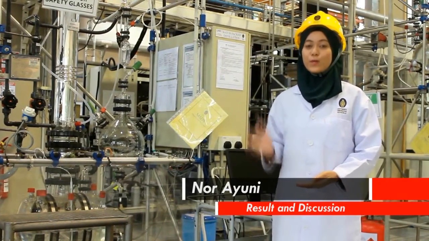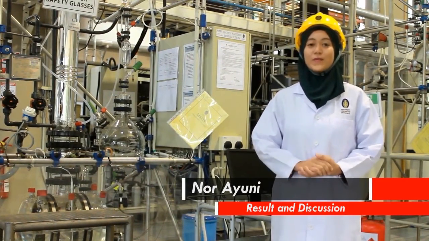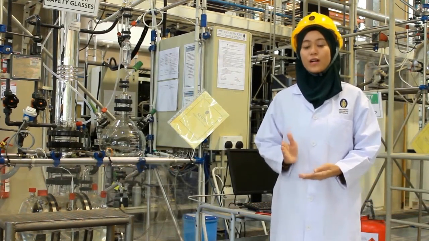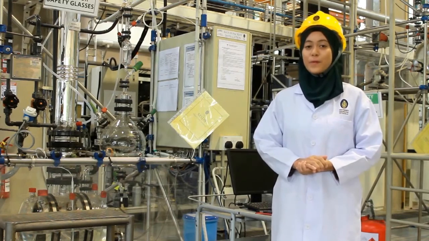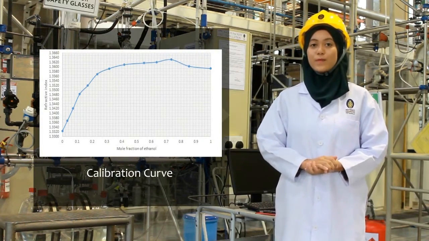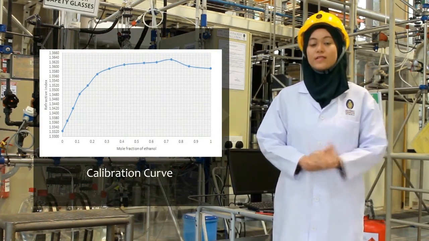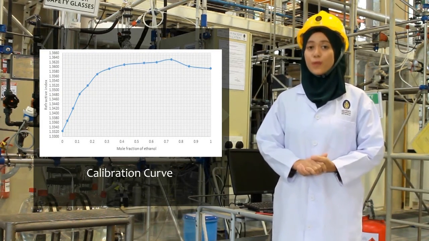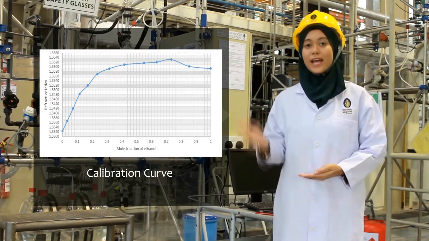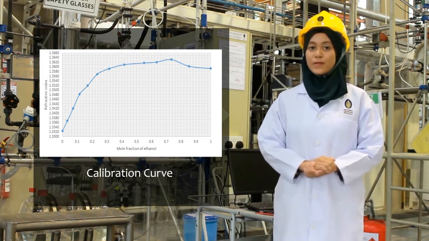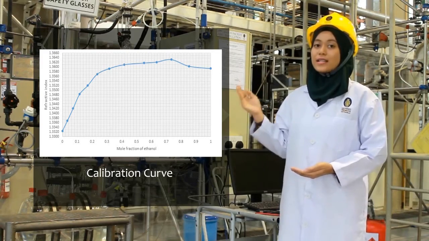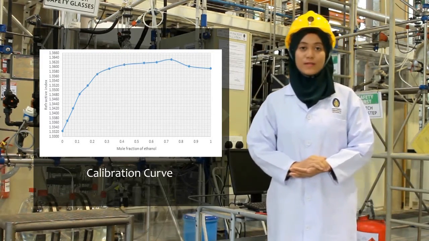Now, I will continue our presentation today with the result and discussion of this experiment. The first part of this experiment is the preparation of the calibration curve of ethanol water mixture. The calibration curve is used to determine the mole fraction of ethanol in the main experiment. The calibration curve can be obtained by plotting refractive index versus the mole fraction of ethanol.